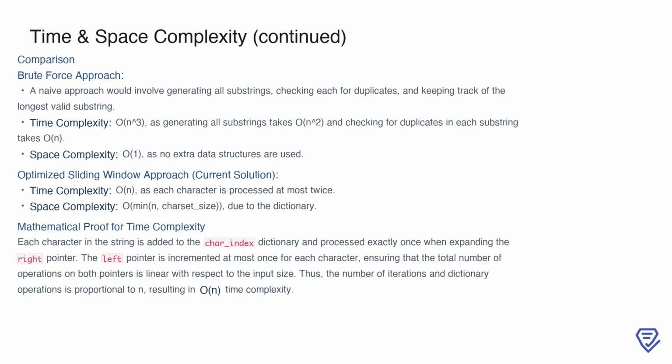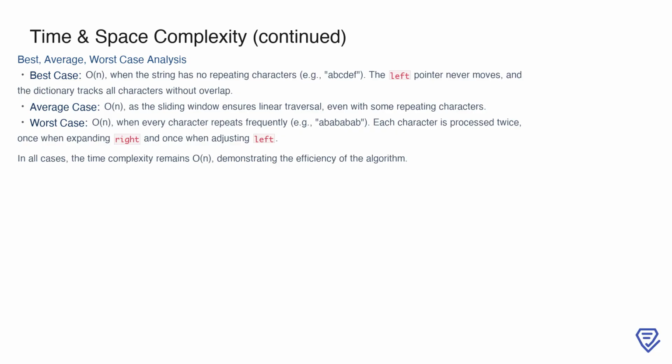Mathematically, the linear time complexity of the sliding window approach is justified because each character is only added to the dictionary and processed once when expanding the right pointer, and the left pointer is incremented at most once for each character. This ensures the total number of operations is proportional to n. The efficiency of this algorithm holds across all scenarios.